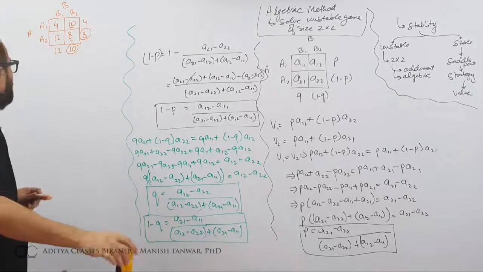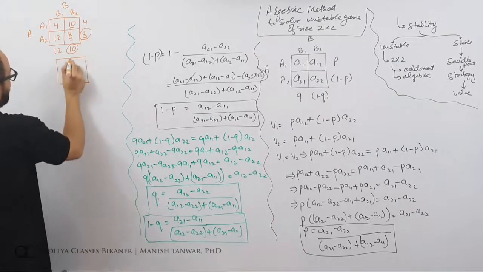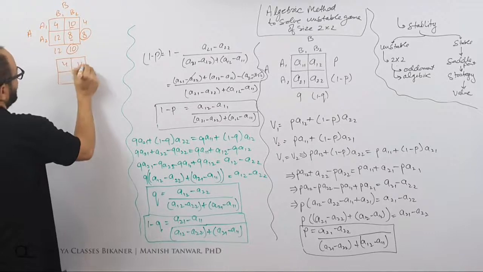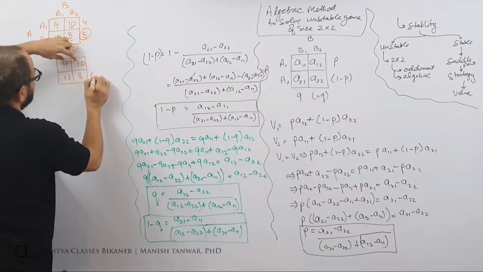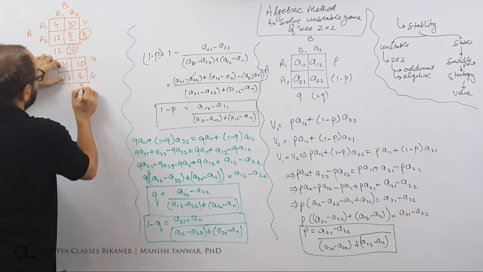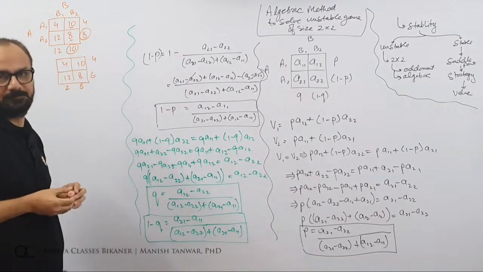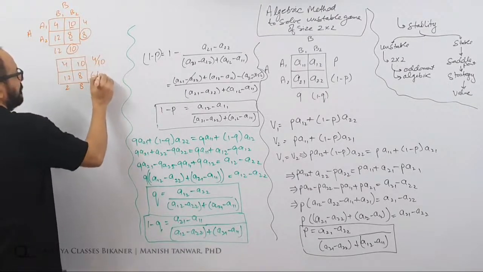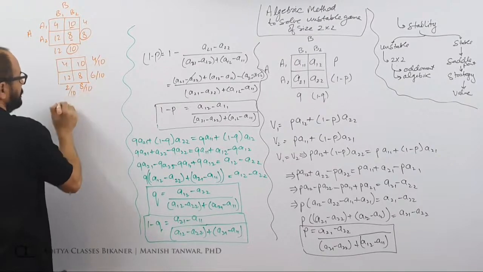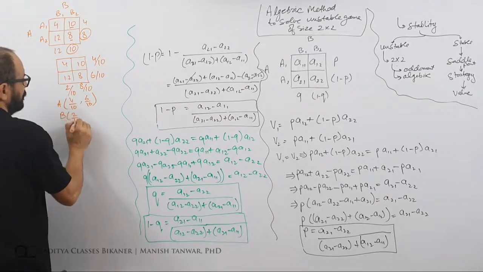If this is an unstable question, can I solve it using the oddments method? The oddments method would give me 4, 10, 12 and 8. Difference of these two would be 6, difference of these two would be 4, difference of these two would be 8, difference of these two is 2. 8 plus 2 is 10, 6 plus 4 is 10. The sums should be the same. So what is the strategy for A? Strategy for A is 4 by 10 and 6 by 10. Strategy for B is 2 by 10 and 8 by 10.